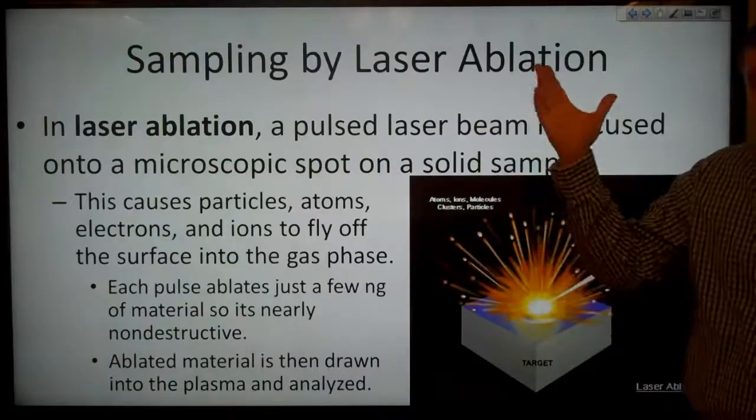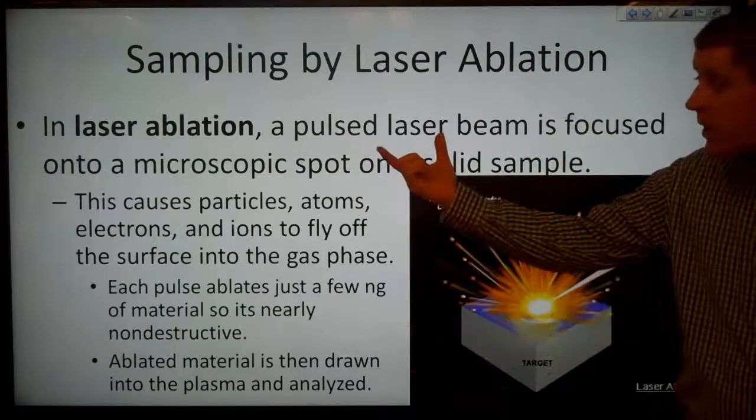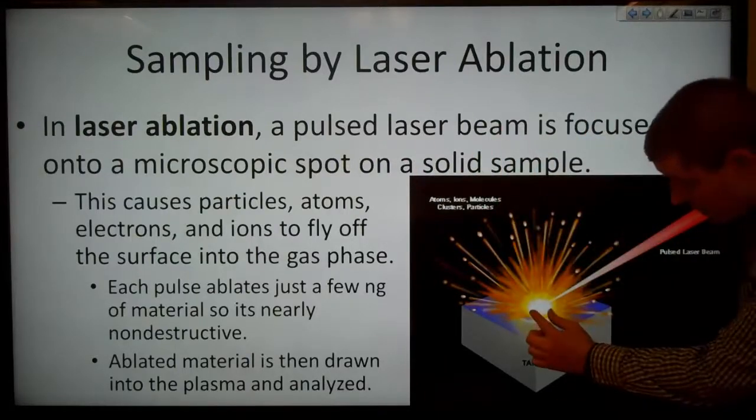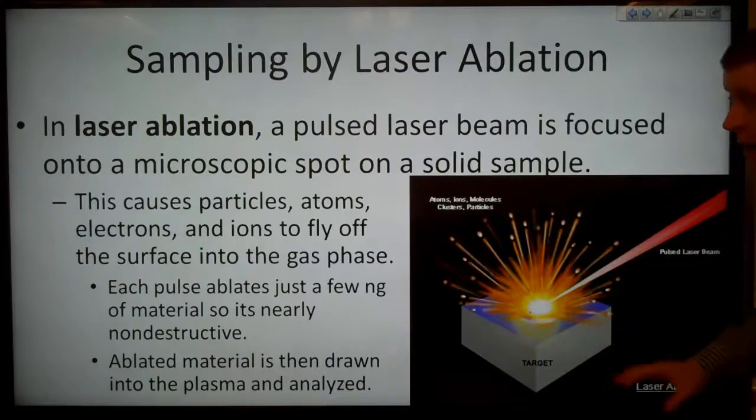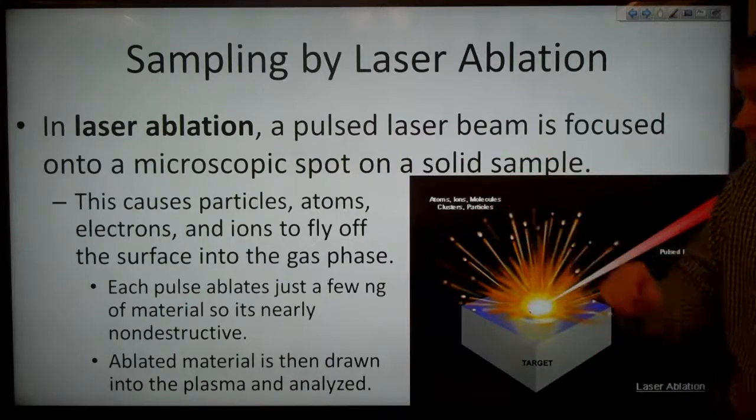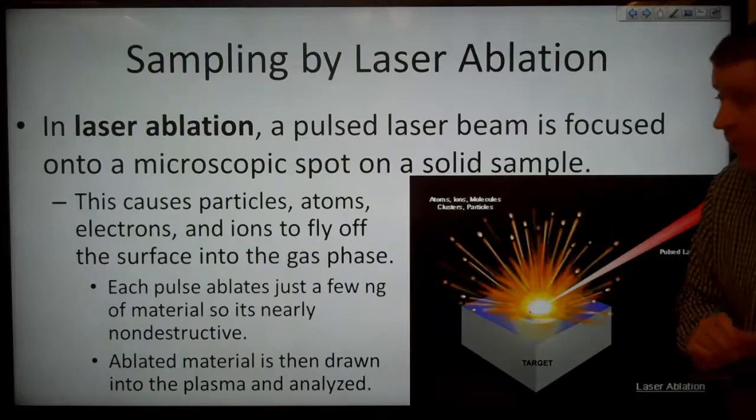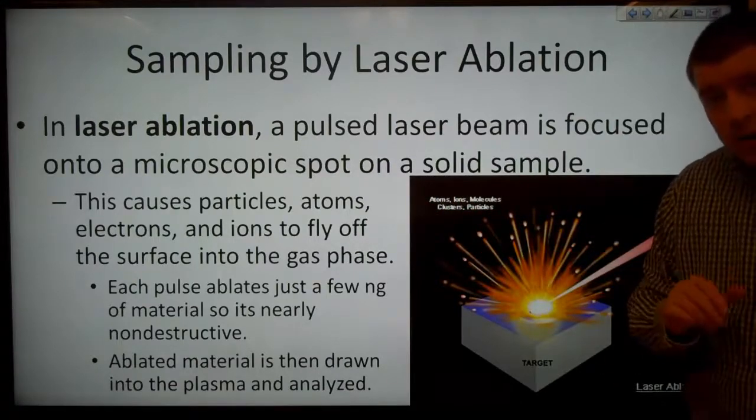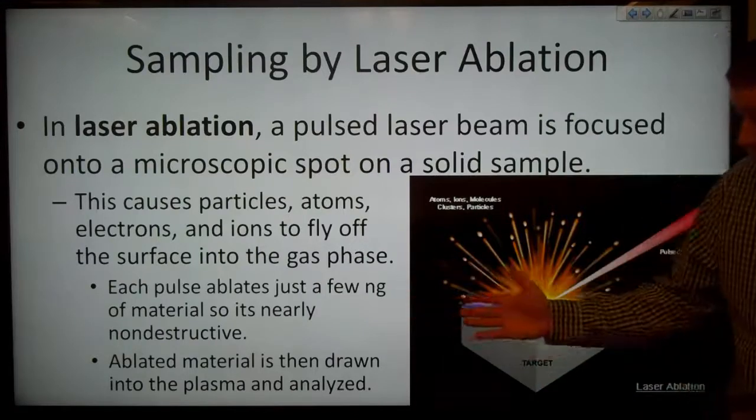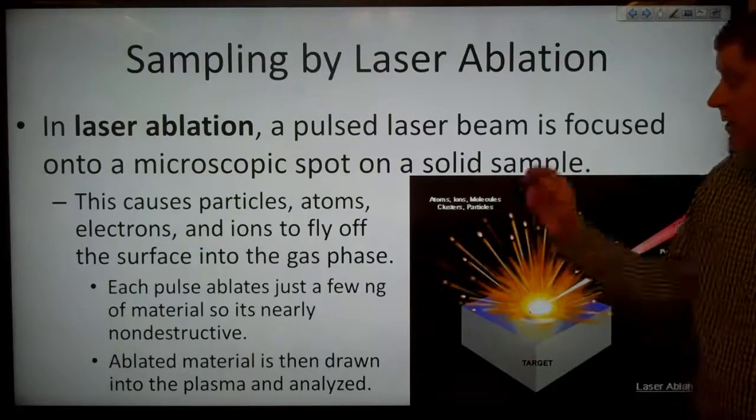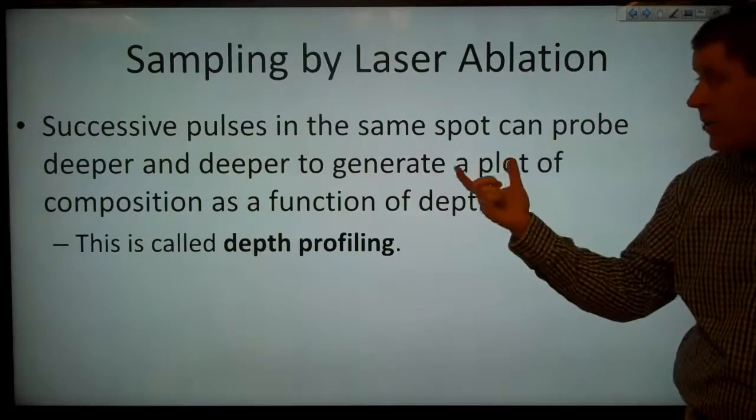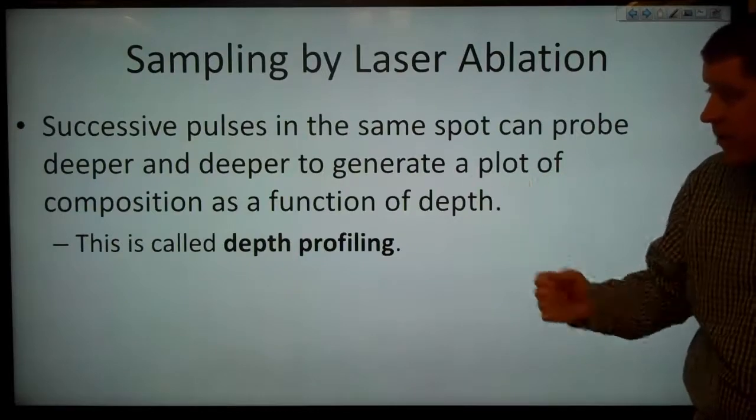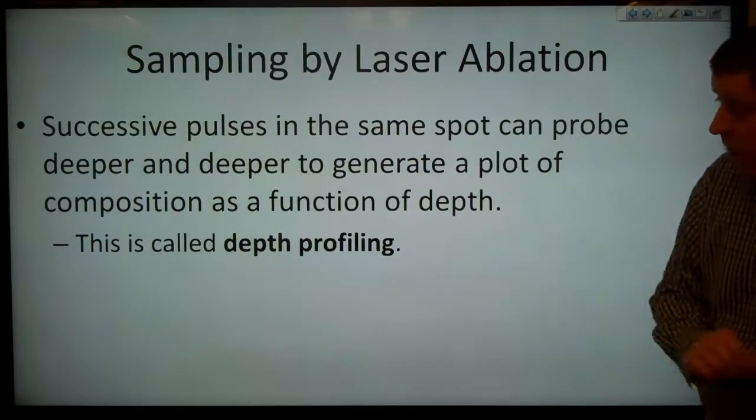We can also sample by laser ablation. So in laser ablation, a pulsed laser beam is focused onto a microscopic spot on a solid sample, that's here. This causes particles, atoms, electrons, and ions to fly off the surface into the gas phase. Each pulse ablates just a few nanograms of material, so it's nearly non-destructive, and ablated material can then be drawn into the plasma and analyzed. Successive pulses of that laser light in the same spot can probe deeper and deeper in order to generate a plot of composition as a function of depth, and this is called depth profiling.